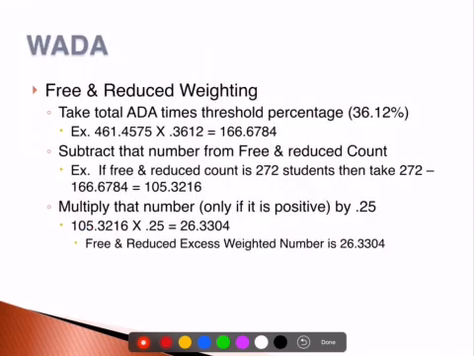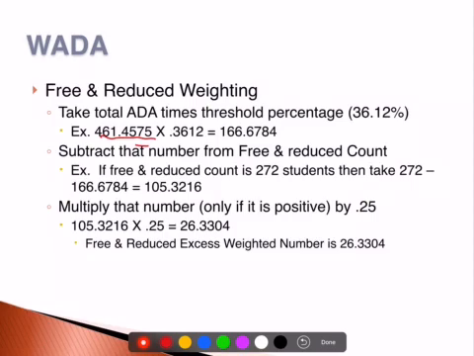The other areas that impact your weighted average daily attendance is you get extra count for free and reduced, for IEP, and for ELL students. So free and reduced, you take your total ADA times the threshold. So for each one of these groups, they set a threshold, and if you have more students that are above the threshold, so let's say, for example, the threshold was 50 students, and you had 60 students, that means you have 10 students above the threshold. So that's the first step, is you have to figure out how many students are above the threshold.